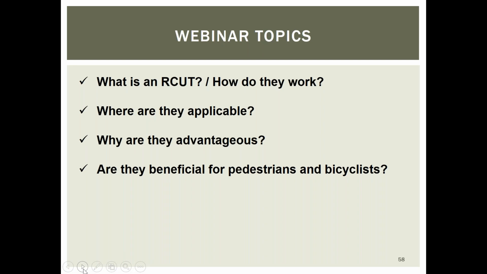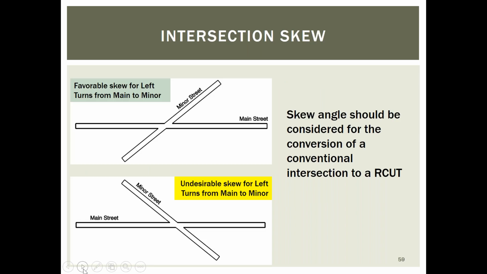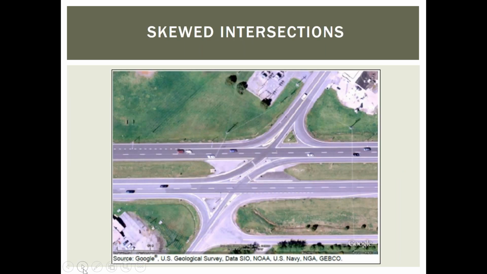So there are opportunities for advantages to pedestrians and cyclists. I want to talk about some of the other design considerations. Intersection skew, well, depending upon which way the skew is oriented, it can be favorable for the left turns from the major to the minor or undesirable. Here's an example of a favorable skew for the left turns from the major to the minor.